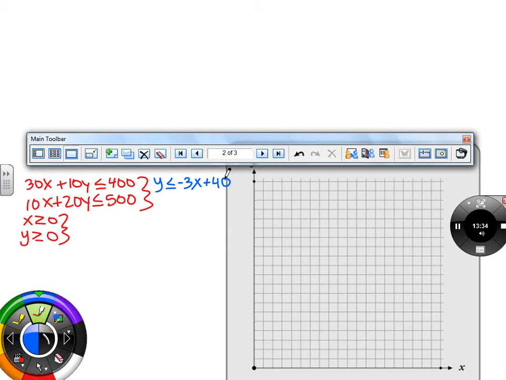I subtracted 30x to the other side and then divided everything by 10. All right, so what does y represent for us in our problem? Yeah, Sean? Okay, good. So the cases of popcorn. So this axis is representing the cases of popcorn. And then my x-axis is representing the cases of candy bars. I'm just going to write it out here. All right, so I have my two axes.